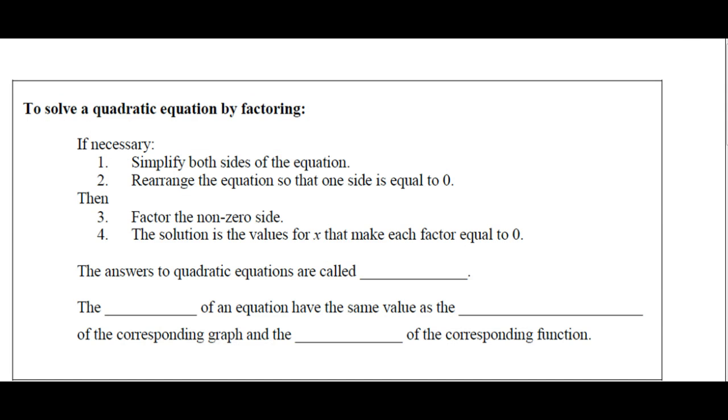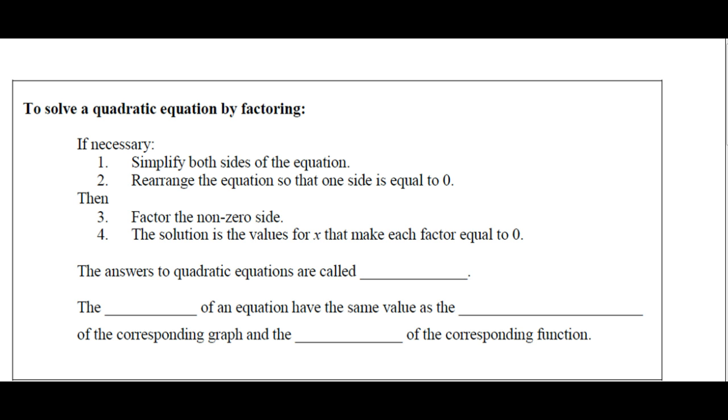To solve a quadratic equation by factoring, if necessary, simplify both sides of the equation. Okay, so we might have an expression, right? 2x(x - 3) = 4x(x + 2). So we need to simplify the sides. We need to collect all the terms on one side, right? You must have a squared term. Otherwise, it's not a quadratic. You may have an x term. You may have a constant. You may not. You don't need those, but you must have a squared term.